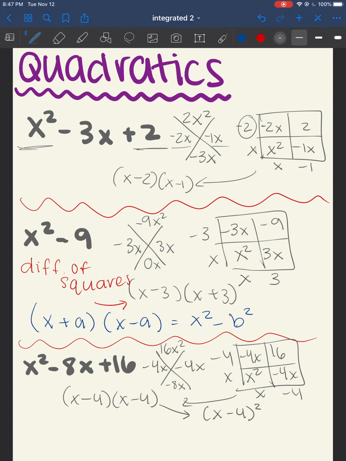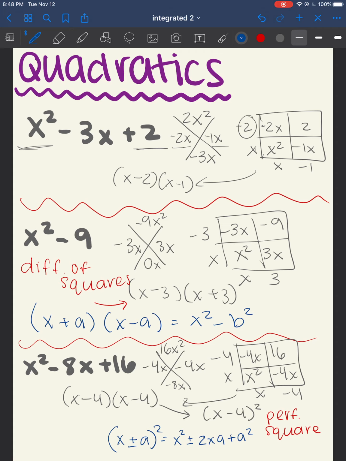So this is a perfect square. And then the formula for this is, I'll just use x again because that's what we used in all of our problems. So x plus or minus a squared is the same as x squared plus or minus 2xa plus a squared.